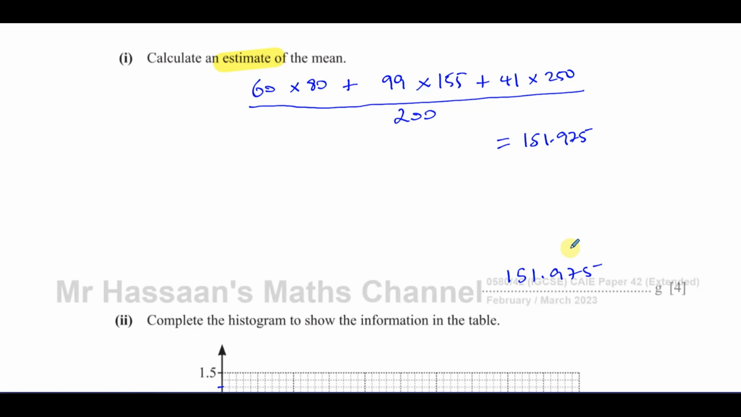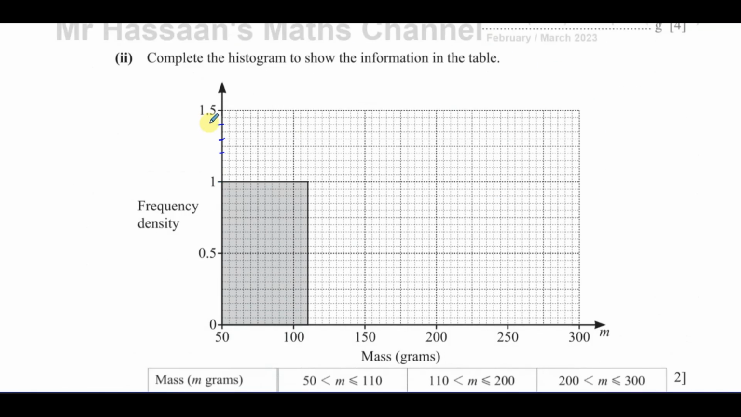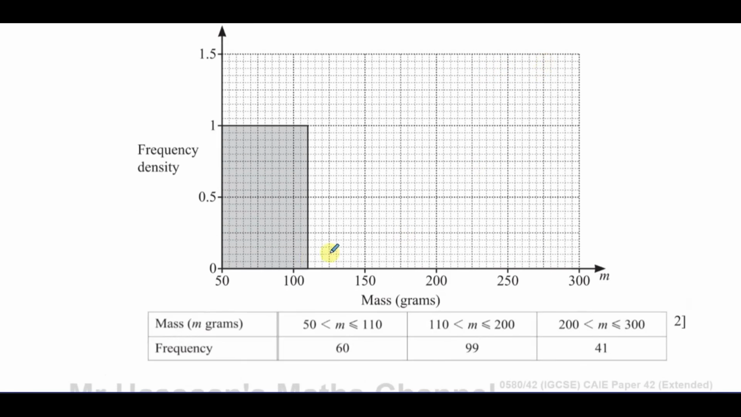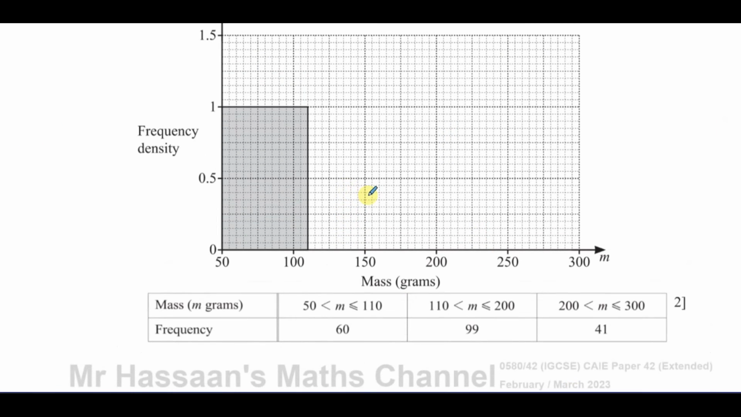That's better. Okay, so that's number 1, part 1 of C. Part 2, which is the final part, is about this histogram. Here we have a histogram, which we want to complete using the information in the table, which I have copied down here so that we don't have to keep scrolling up and down. In this table we have the mass against the frequency as above.